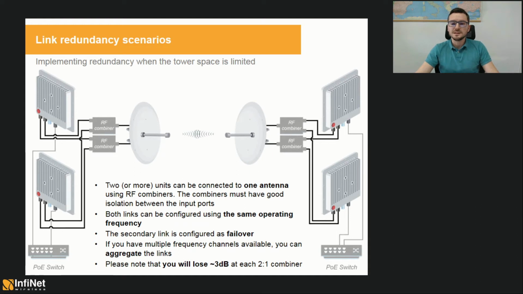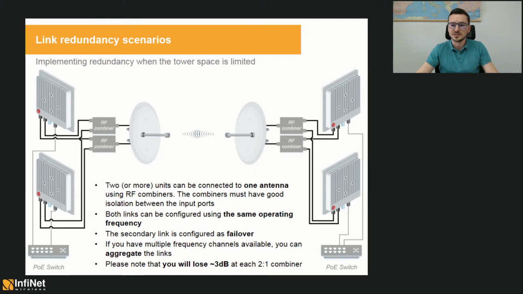The combiners must have good isolation between the input ports to prevent leakage to the other unit. The backup link is configured as failover. Both links can have the same frequency channel configured. There is not much difference from the setup where we had separate antennas for each unit. The links will interfere with each other only at the beginning, right after powering up the units during the negotiation process. After a little while, both links will be up.